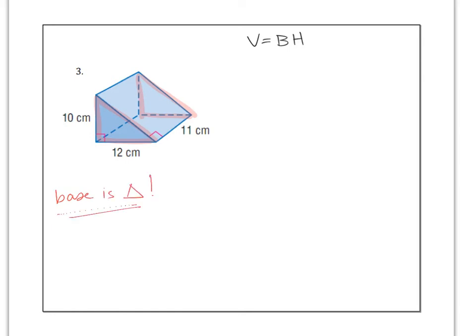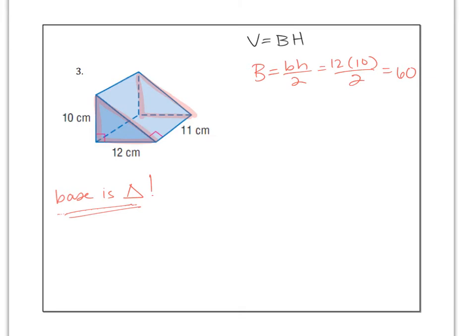Okay? All right, so if we want to find the area of one of those triangles, to find the base area of a triangle, you're going to have to do little b times little h divided by 2. And you want to pick the two sides that are perpendicular. So I'll do 12 times 10 divided by 2. That's 120 divided by 2, which is 60.